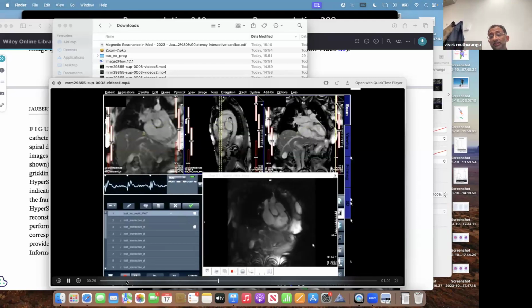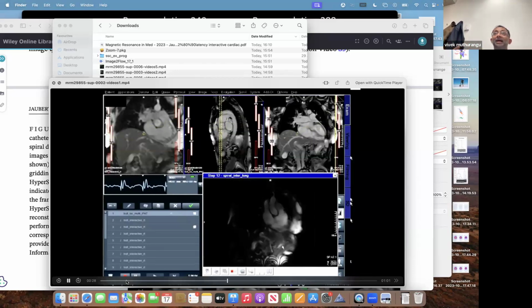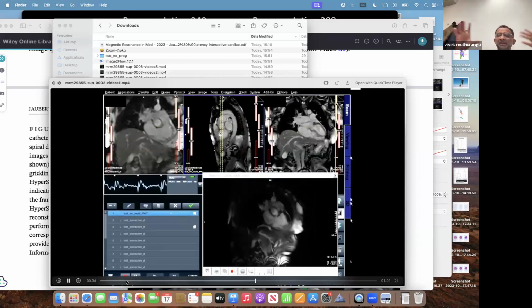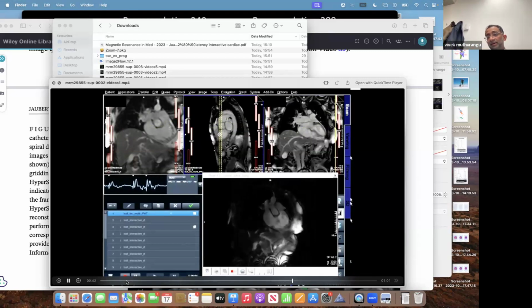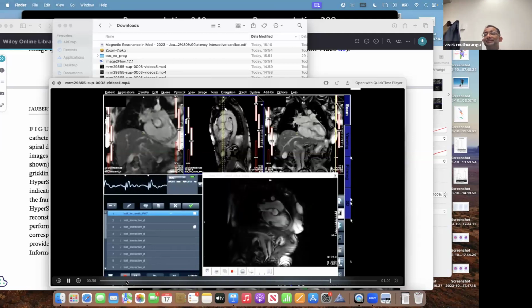The reconstruction time per frame: the acquisition time is 55 milliseconds. The reconstruction time is 33 milliseconds. There's about 19 milliseconds of other stuff going on during communication. So we are reconstructing quicker than acquisition, which is, of course, completely necessary when you're doing low latency real-time visualization. So I think that's my 10 minutes.